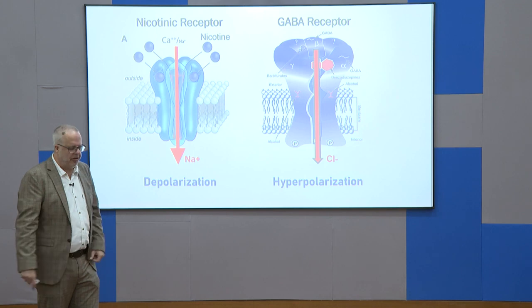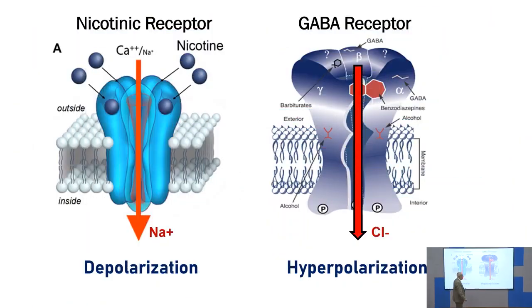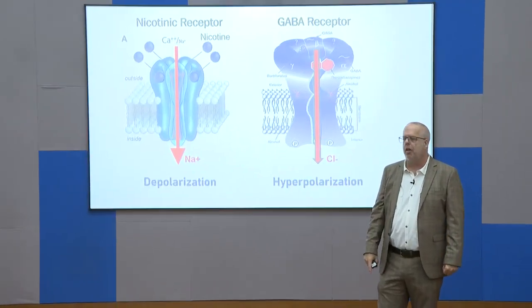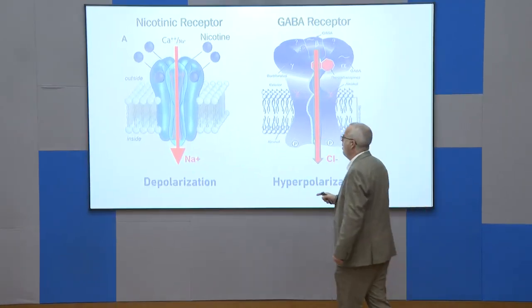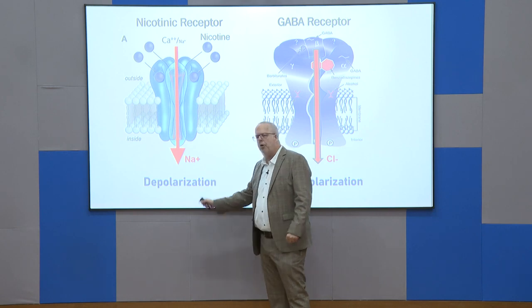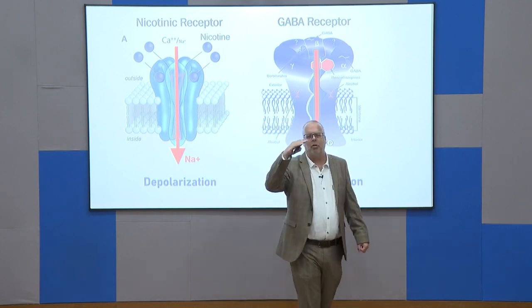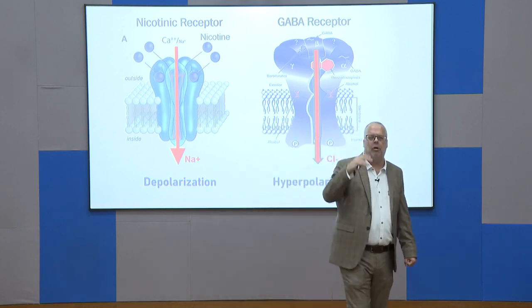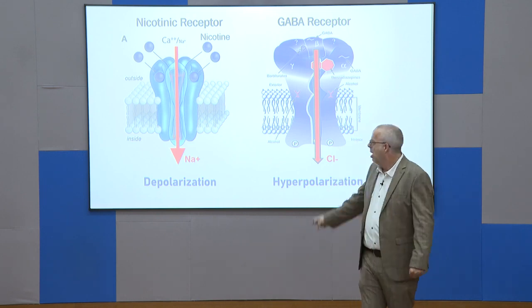So let's just take 2 examples. Over here on the left, we have what's called a nicotinic receptor. Okay? This is a receptor that binds acetylcholine. So when acetylcholine, the little blue balls there, bind to the receptor, the channel opens, and we have sodium that flows in. Obviously, sodium being a positive ion, it leads to depolarization. So the interior becomes a little less negative or a little more positive.